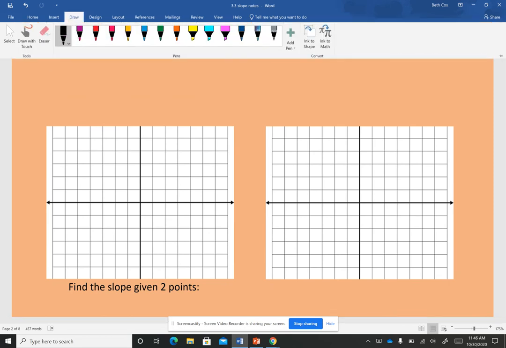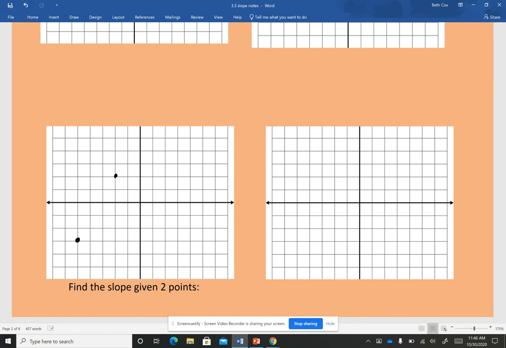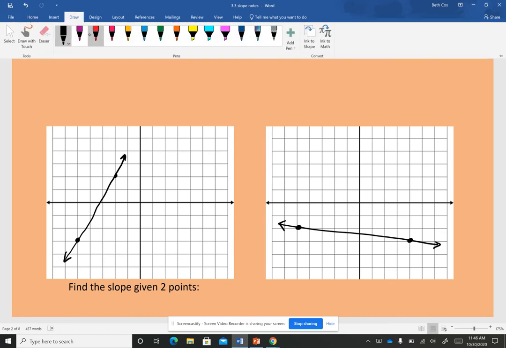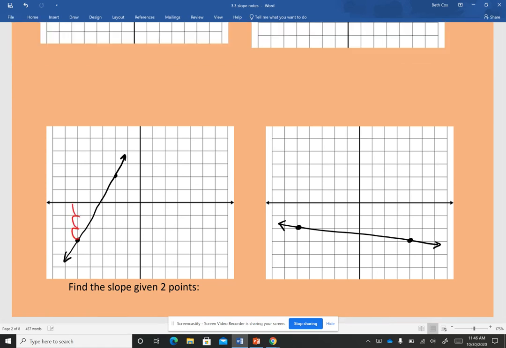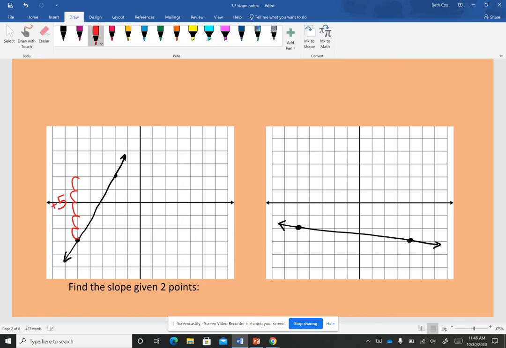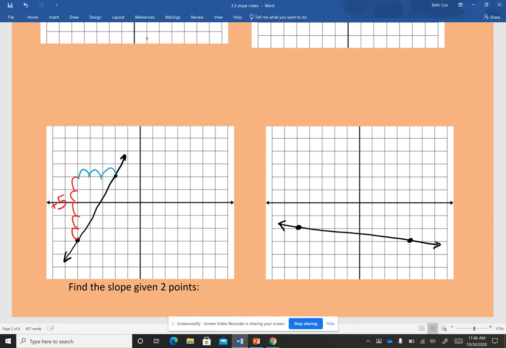Stop the video and see if you can come up with the slope for these lines. All right. Here we go. Our rise is 5, and I went up, so that's positive. My run is 3, and I went right, so that's positive. So my rise over my run, which is my slope, is positive 5 over 3.